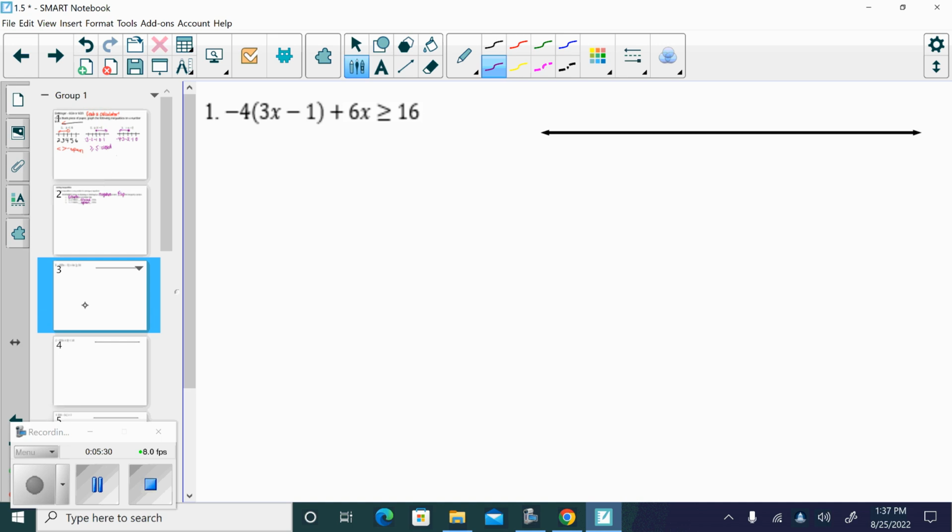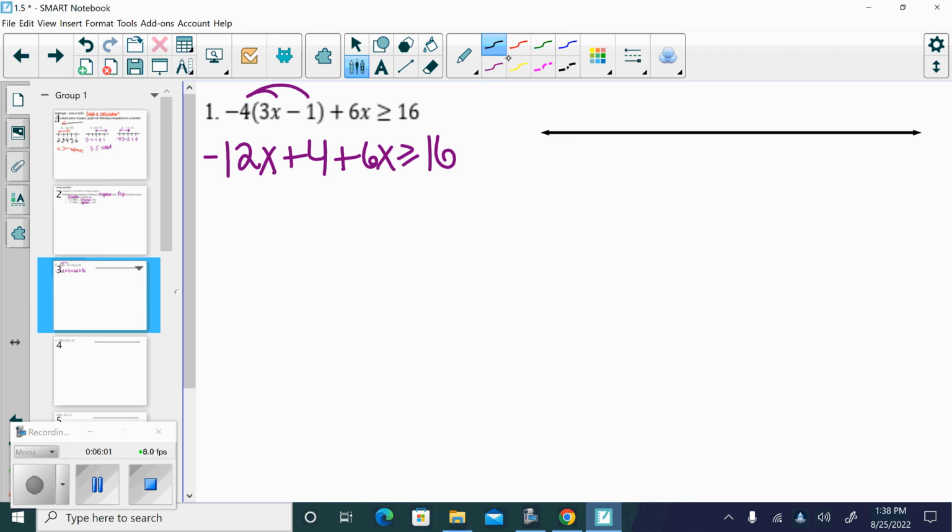All right, so what do you think the first thing I need to do here is? The parentheses. Okay, what do I need to do? Distribute. Okay, let's distribute in that -4. All right, what is -4 times 3x? -12x. And then what is -4 times -1? +4. Bring down the plus 6x. Bring down the greater than or equal to 16.